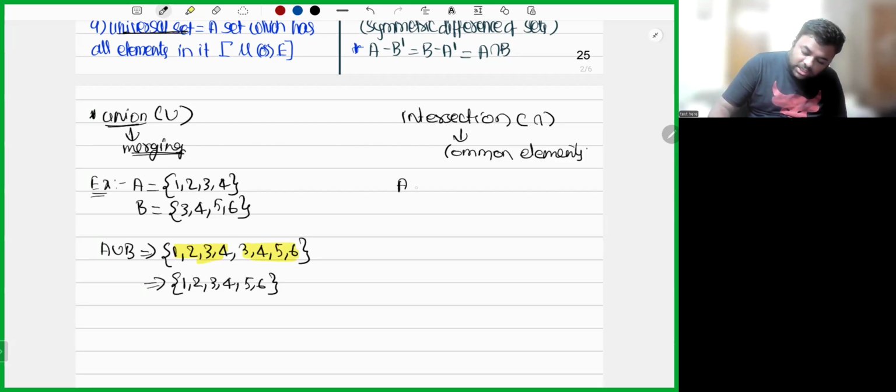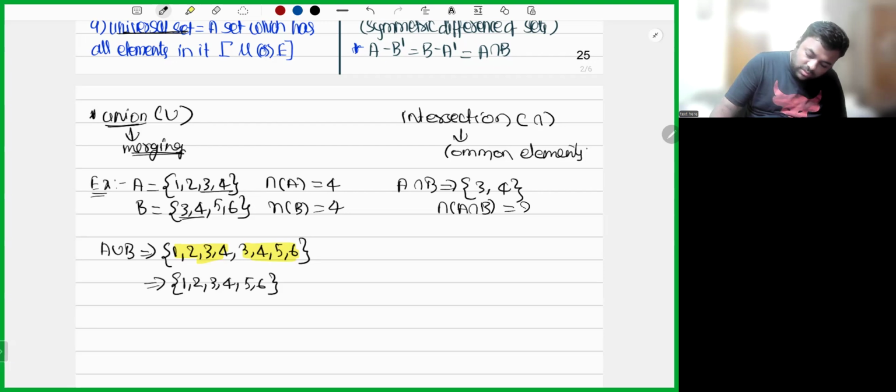Now A intersection B. A intersection B means I'll take only common elements. What are common elements here? 3 and 4 are the common elements. Okay. So N of A is equals to 4. N of B is equals to 4. N of A intersection B is equals to 2. N of A union B is equals to 6.